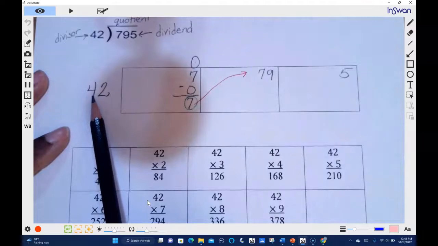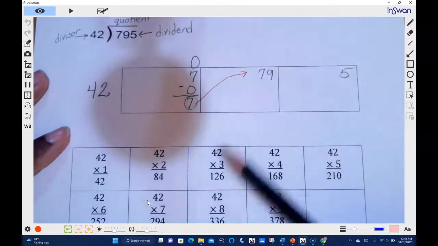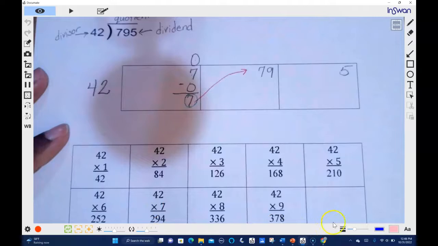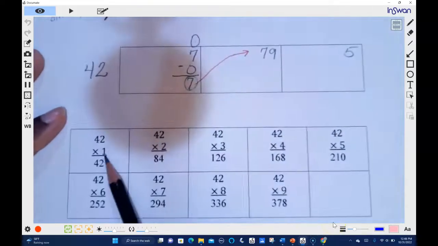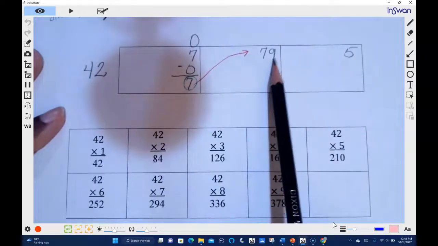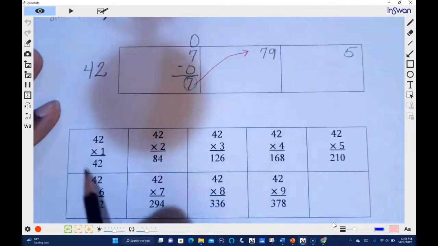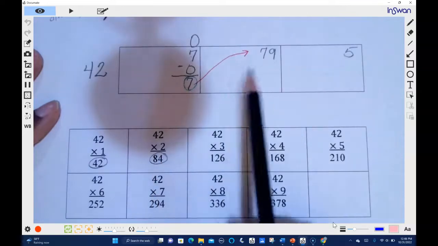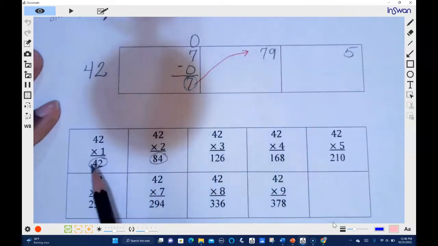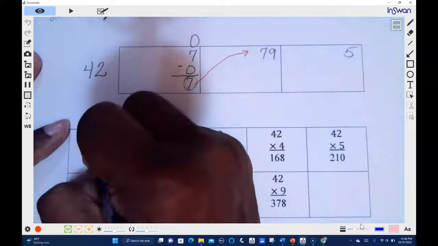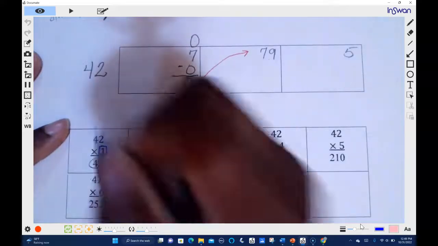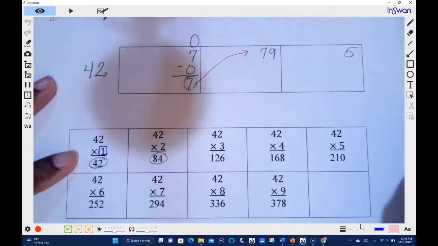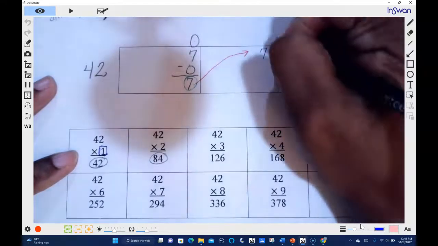I want to know how many times I can divide 42 into 79. Well, here's where our multiplication kicks in. We're going to look at our answers for each one. I want to get as close to 79 without going over. If I look, I have 42, 84. Well, 84 is too big. It's much bigger than 79, so I have to use the 42. Which means I can divide 42 into 79 one time. I multiply 42 by 1 to get 42. So I'm going to put my 1 above the 79.